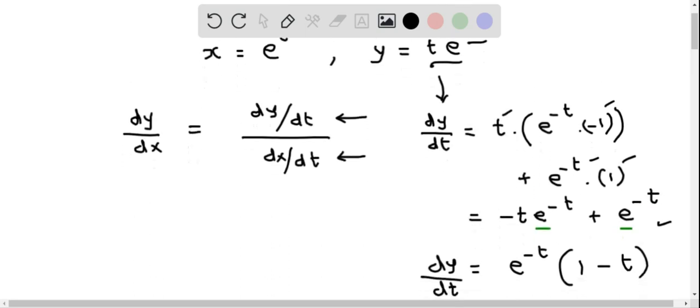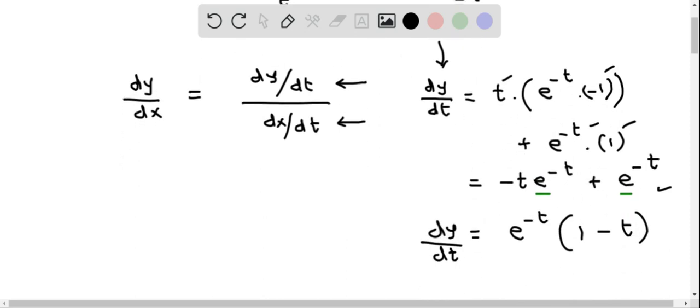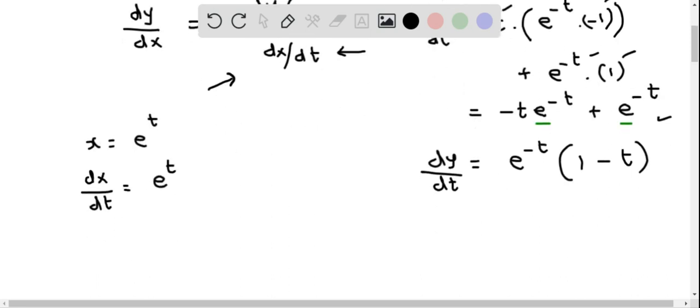Now let's find dx by dt using x. So we have x equals e raised to the power of t. Differentiating both sides with respect to t, we get dx by dt, and this equals e power t, since the differentiation of the exponential function is e power t. And so we have obtained both dx by dt and dy by dt, which we can plug into the equation for dy by dx.